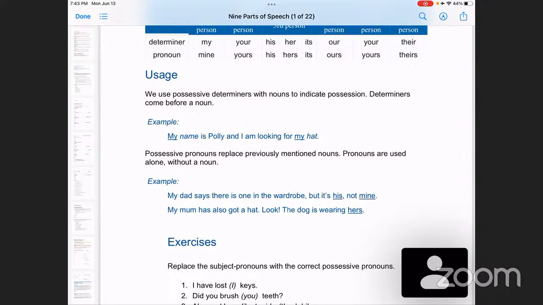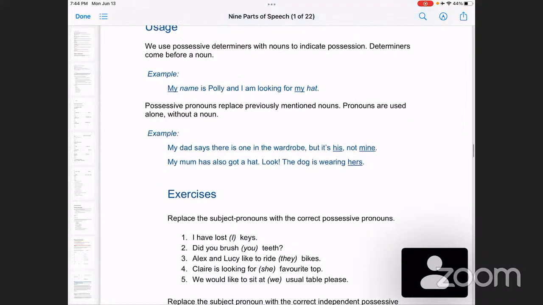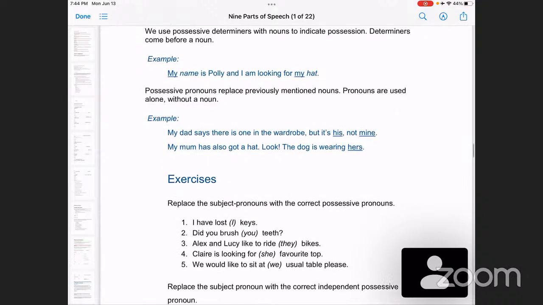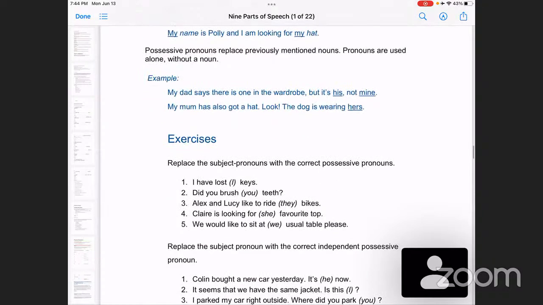We use possessive determiners with nouns to indicate possession. Determiners come before a noun. Example, my name is Polly and I'm looking for my hat. Possessive pronouns replace previously mentioned nouns. Pronouns are used alone without a noun. Example, my dad says there is one in the wardrobe, but it's his, not mine. My mom has also got a hat. Look, the dog is wearing hers.